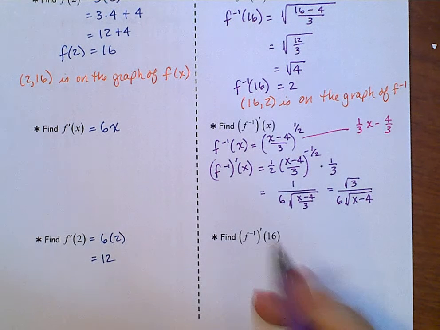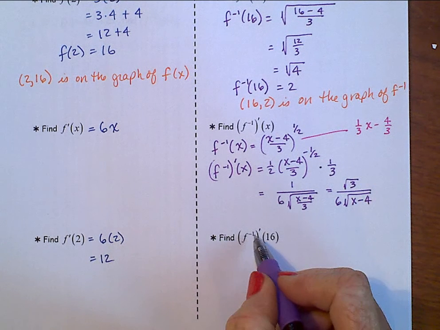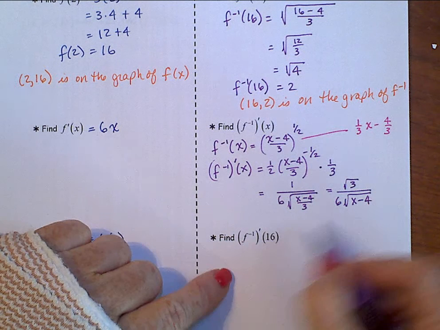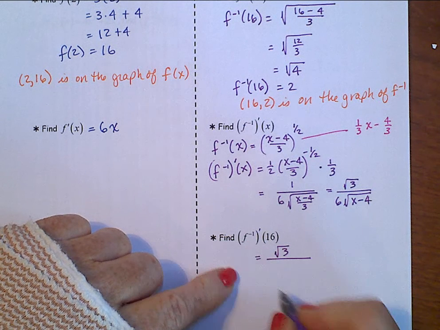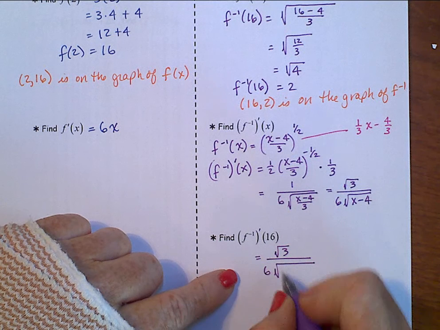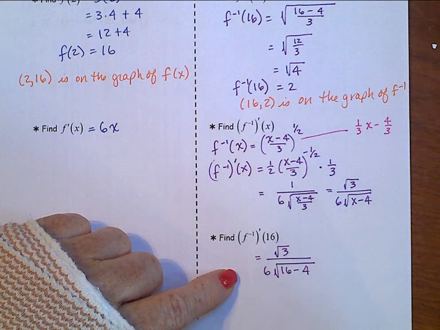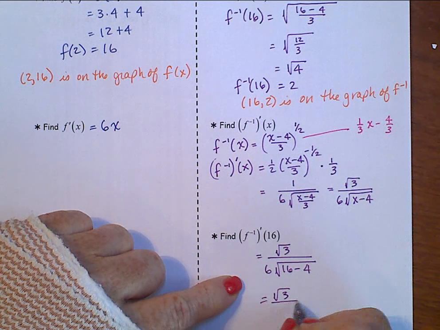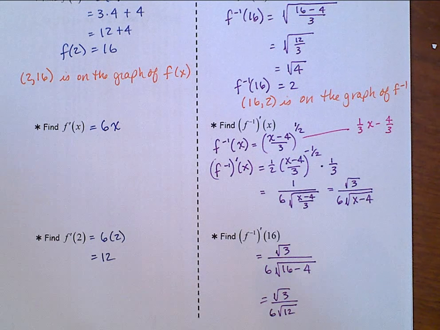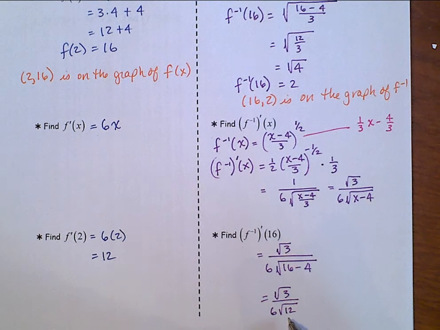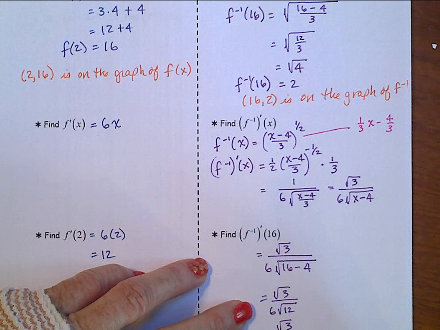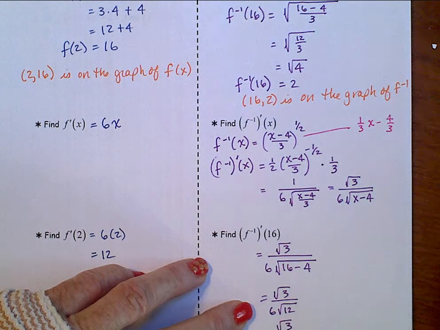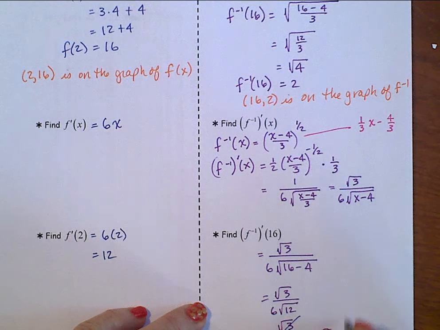All right, now let's go ahead and let's find the derivative of the inverse at 16. So we plug 16 into here, and that's going to give us square root 3 over 6 square root of 16 minus 4. Square root 3 over 6 square root 12. What's the square root of 12? 2 square root 3. So this is square root 3 over 6 times 2 square root 3. Oh, and look at this. These square root 3's divide out, and we are left with 1/12.